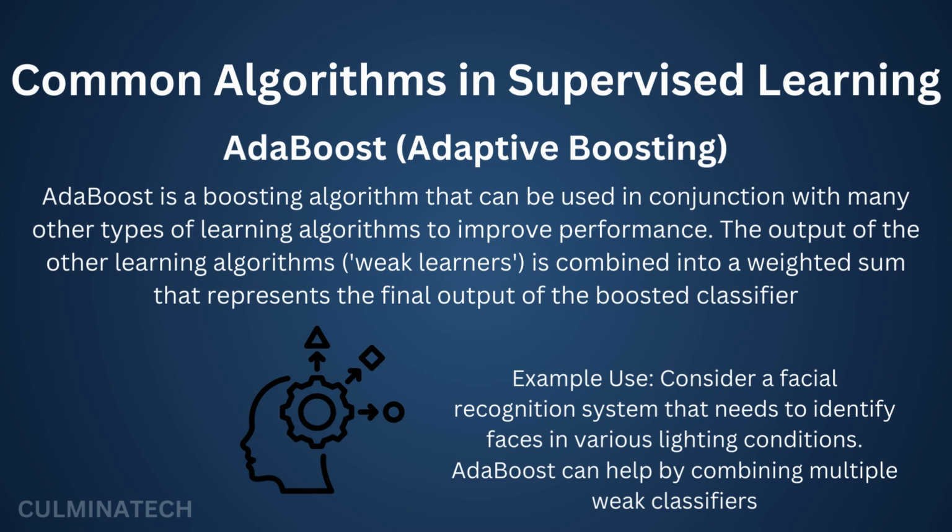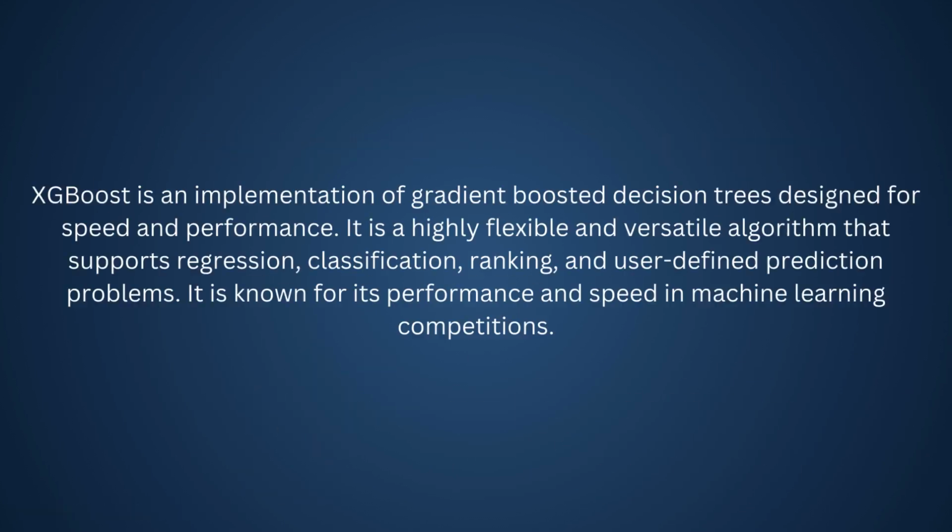It can be used in a facial recognition system that needs to identify faces in various lighting conditions. Adaptive boosting can help by combining multiple weak classifiers. You can have different systems that focus on a specific lighting condition, and then they can be combined to create a stronger one.